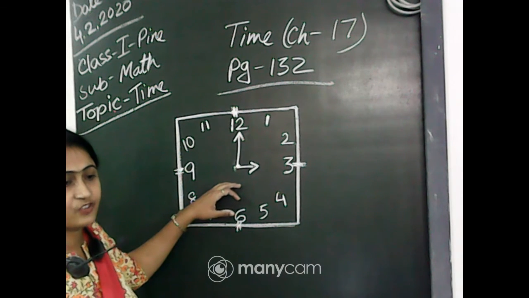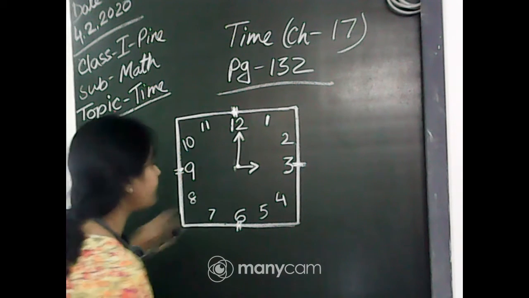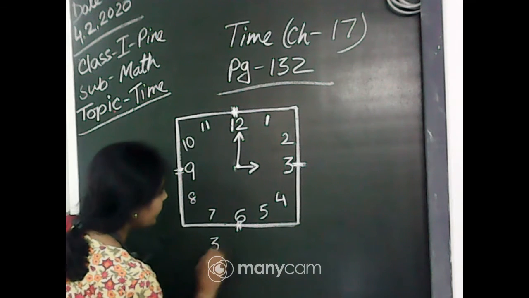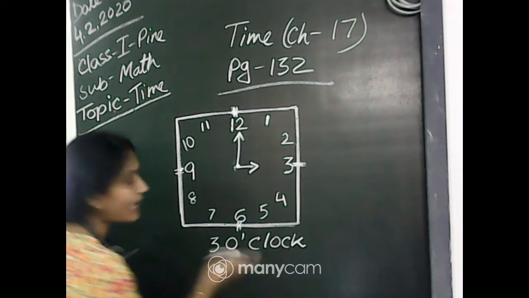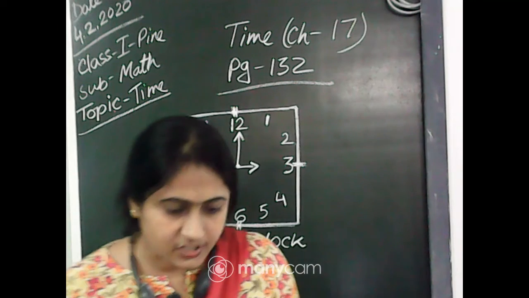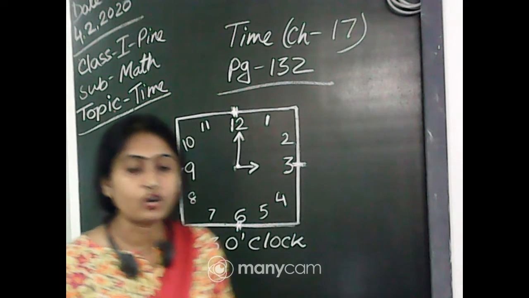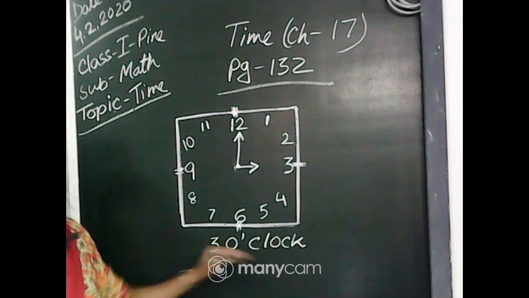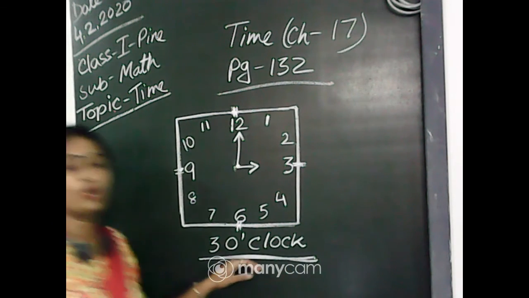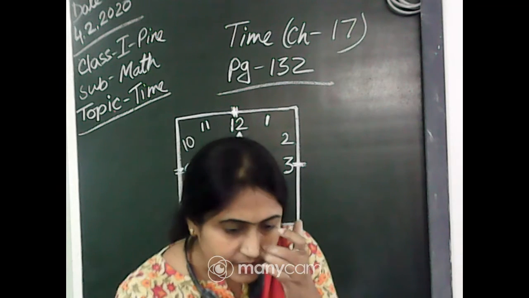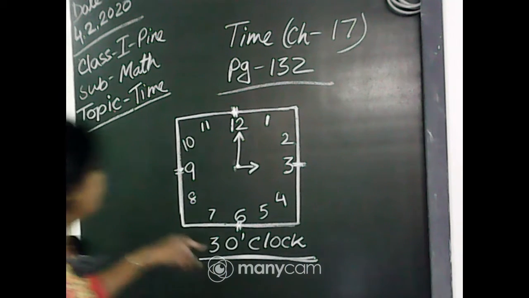Yes, beta, 3. But you have to say it in this manner. Now 3 o'clock. Not 3 cat, 3 cow, 3 goat. What? 3 o'clock. You have to write in this way. What does the time show? This is 3 o'clock.